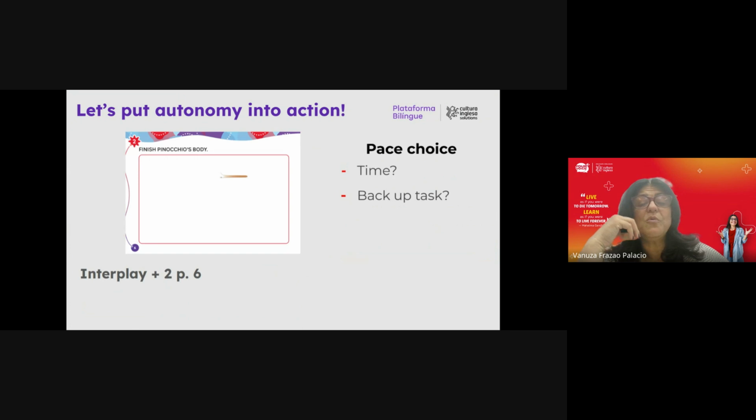Now, we can negotiate the time with students. So how many minutes do you think you're going to need? 5 minutes, 10 minutes? Remember, this is Interplay +2. So students are very, very young. So they may not have a structured time frame in their mind. So you need to help them, right?